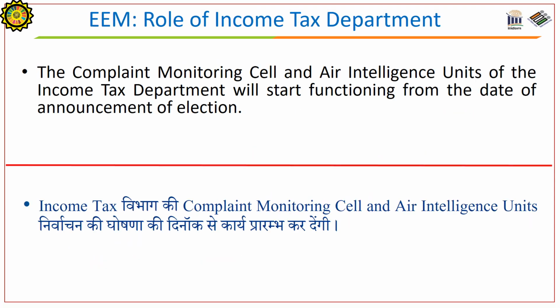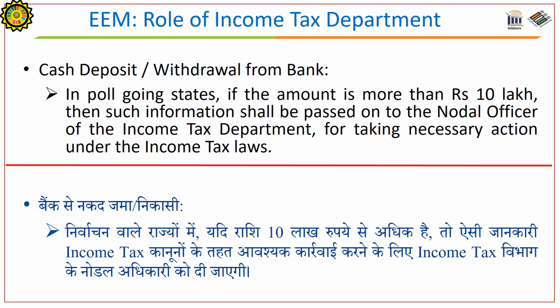What is the role of Income Tax Department in an election? The Complaint Monitoring Cell and Air Intelligence Units of the Income Tax Department will start functioning from the date of announcement of the election. Cash deposit or withdrawal from the bank. In poll-bound states, if the amount is more than 10 lakh, then such information shall be passed on to the nodal officer of the Income Tax Department for taking necessary action under the income tax laws.